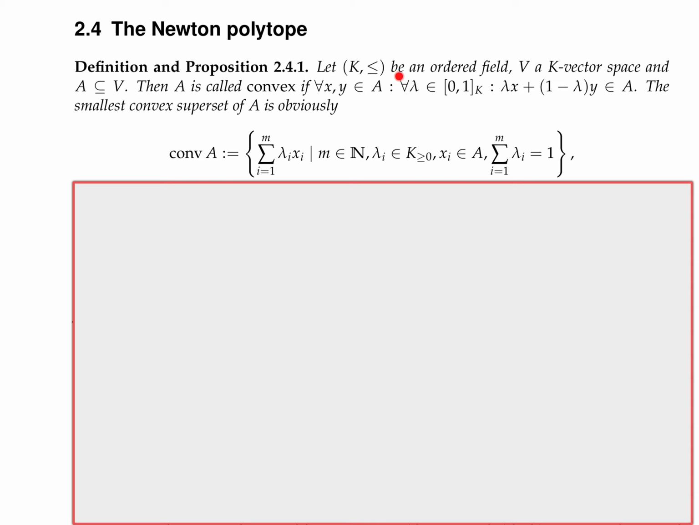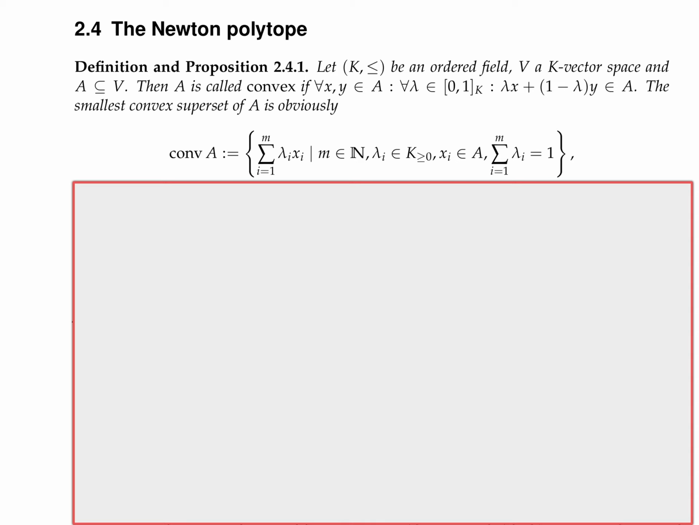Okay, so let k together with less than or equal be an ordered field, V a k vector space, and A a subset of V. A is called convex if for all x and y in A, and for all lambda in the interval between 0 and 1, of course this is an interval in this ordered field, so this is with respect to this order. So that means for all lambda that satisfies 0 is less than or equal lambda, and lambda is less than or equal 1 with respect to this less than or equal, lambda x plus 1 minus lambda y lies in A, right?